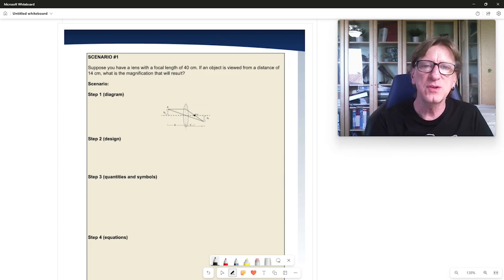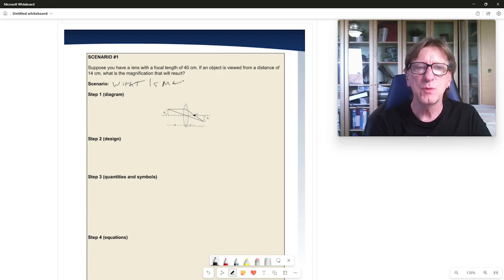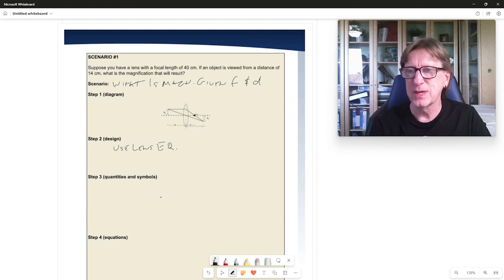So we want to know what is the magnification. We want to find the magnification given the focal length and the object distance. Well, okay, since we've got the focal length, we know we're going to use the lens equation because that's the only one we have that uses the focal length. But we also want the magnification. So we want to use the magnification that depends upon the object distance. Remember, we've got two different versions, so we know that we're going to use this version of the magnification.